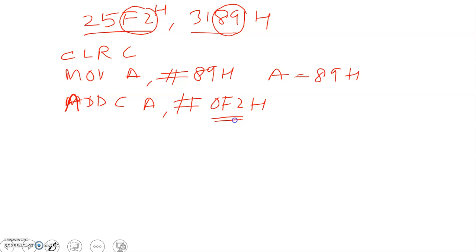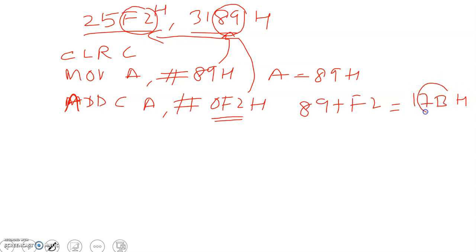Okay, so this is this one, this is this one. So what will be the result if I add these two? Basically, I am adding 89 and F2. So the result will be 17BH. So 7B will be stored in A, while the carry, CY, equals 1.